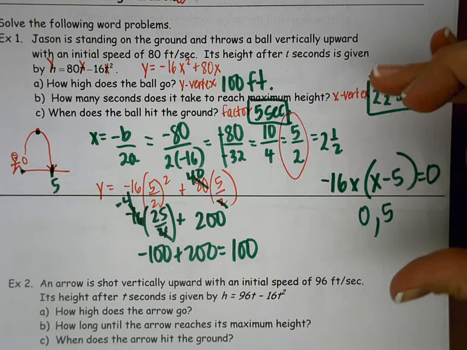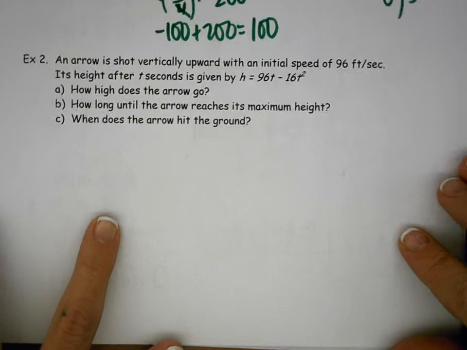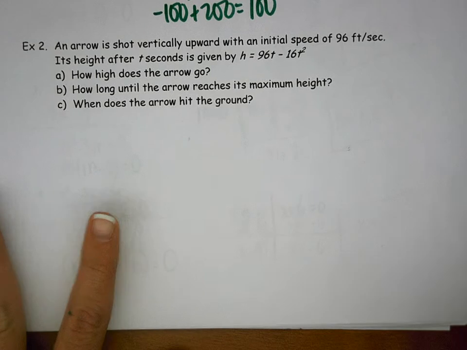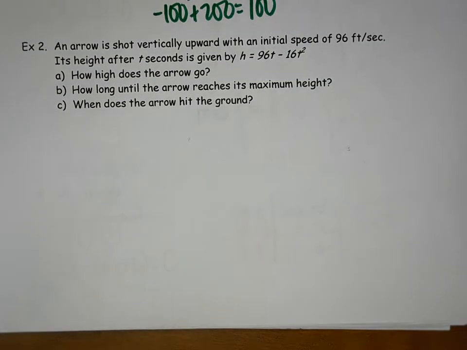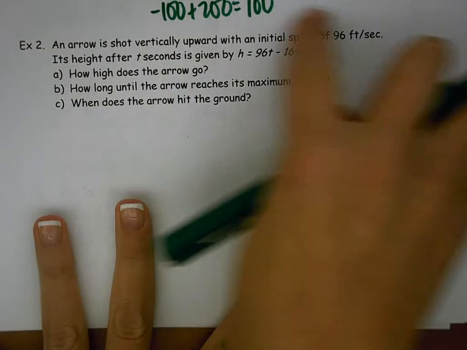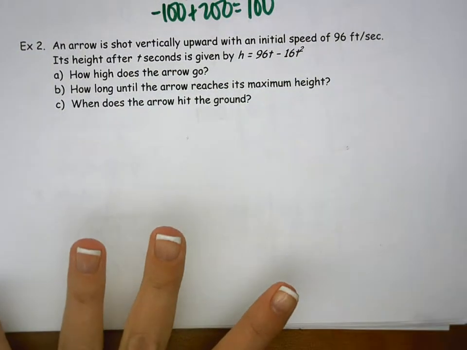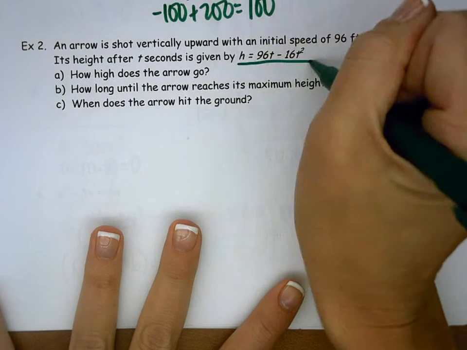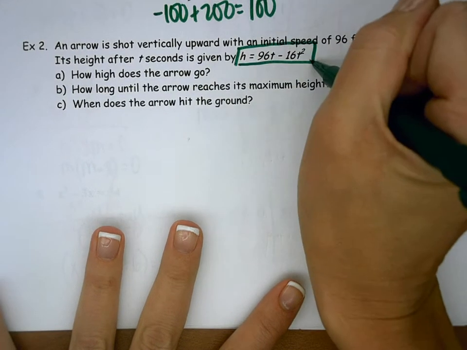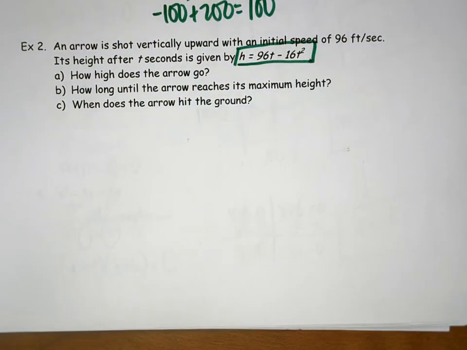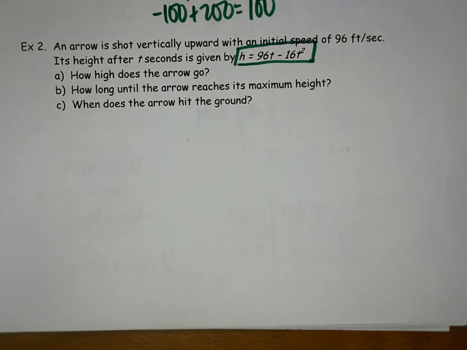Okay, example 2. An arrow is shot vertically upward with an initial speed of 96 feet per second. Its height after t seconds is given by this formula. All of this stuff isn't really giving us a ton of information. Our main information is coming from the equation, which they give to us, which is really nice. Once you have that equation, what is probably the best thing you should do? Rewrite it, and you want to use maybe x's and y's and write it in descending order.